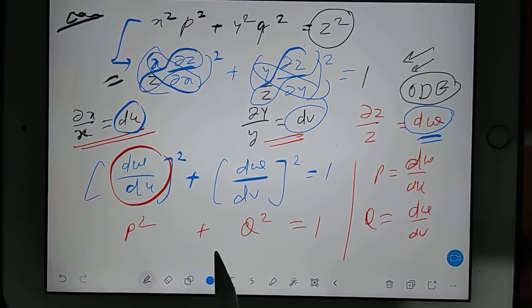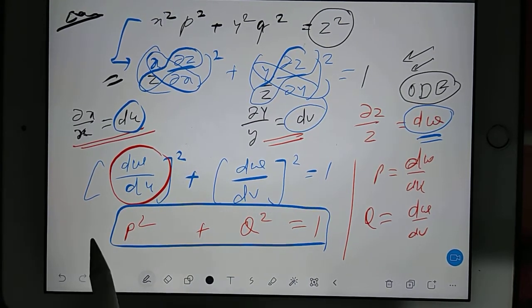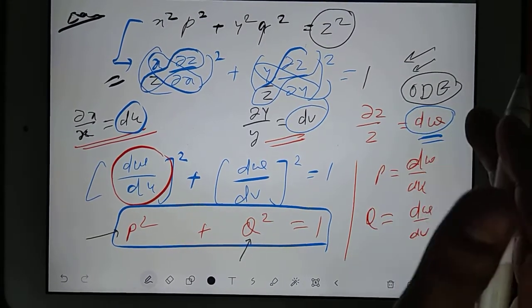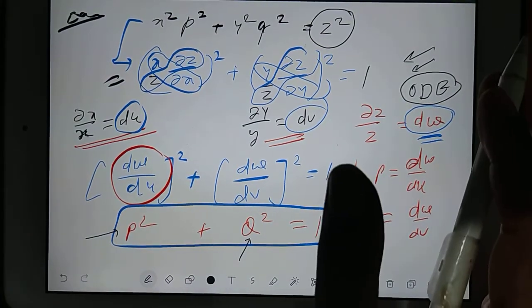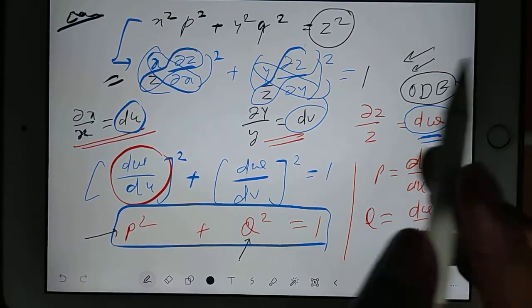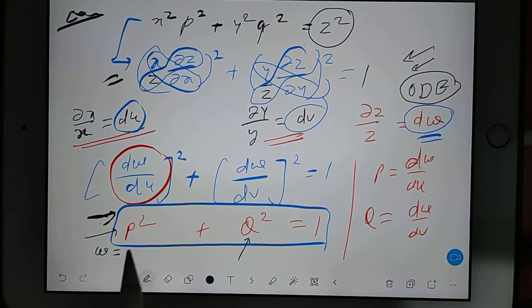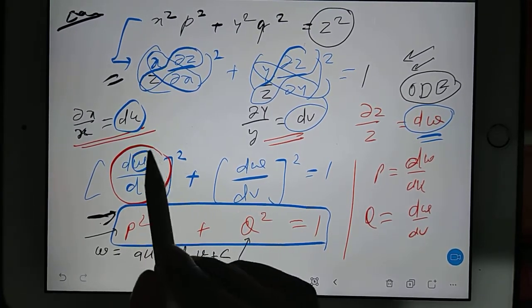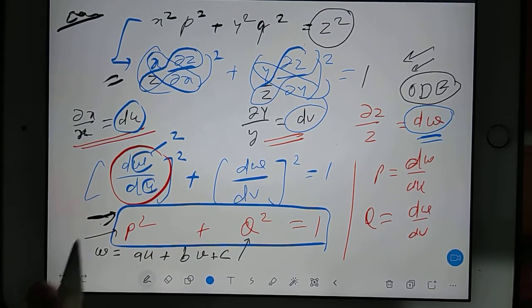Now, for these kinds of equations where only P and Q come in the equation, we call it a form 1 equation. A form 1 equation always has a general solution. So in this case your general solution will be like W is equal to AU plus BV plus C. Consider this as your Z, this as your X, this as your Y, then you can understand what I'm trying to write here.